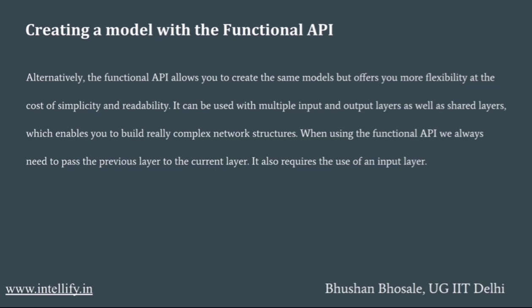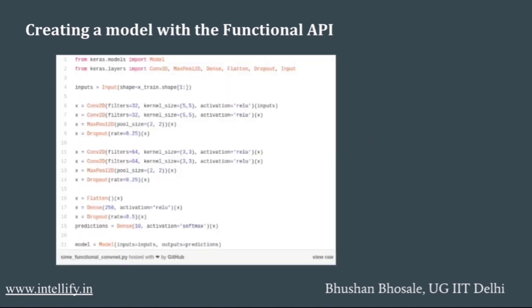Alternatively, the functional API allows you to create the same models but offers you more flexibility at the cost of simplicity and readability. It can be used with multiple input and output layers as well as shared layers, which enables you to build really complex network structures. When using the functional API, we always need to pass the previous layer to the current layer. It also requires the use of an input layer. Let us see how to create it.